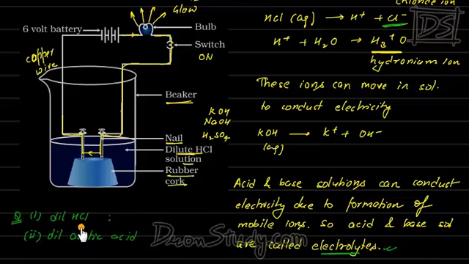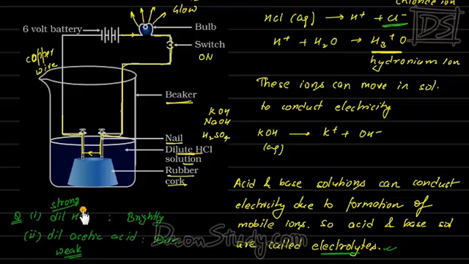Students, you might have guessed that with dilute HCl the bulb will glow brightly, and when we use dilute acetic acid, it will glow dimly. Why does this happen? Can you think and tell? See students, try to remember that dilute HCl is actually a strong acid, and acetic acid is a weak acid.